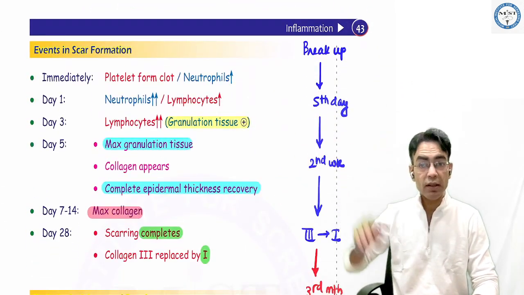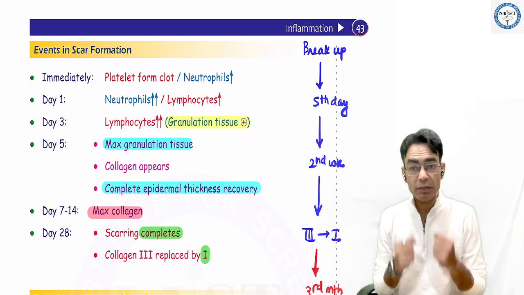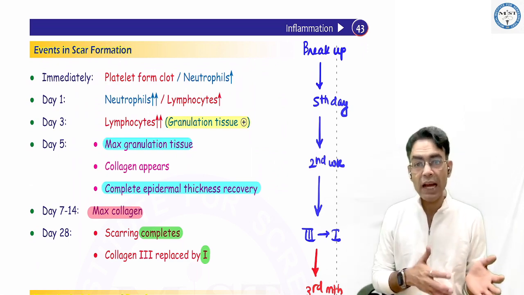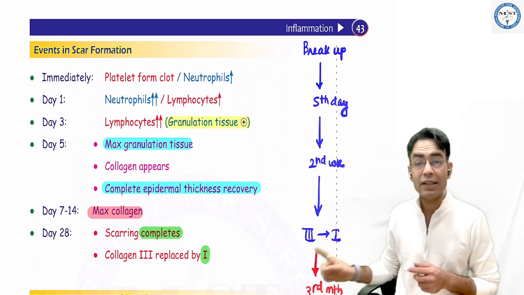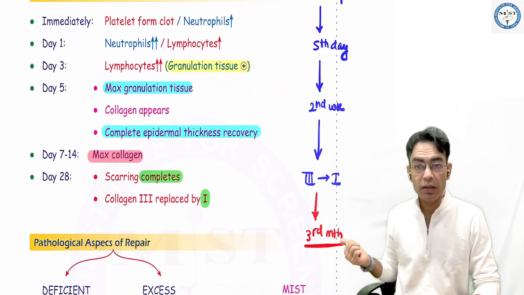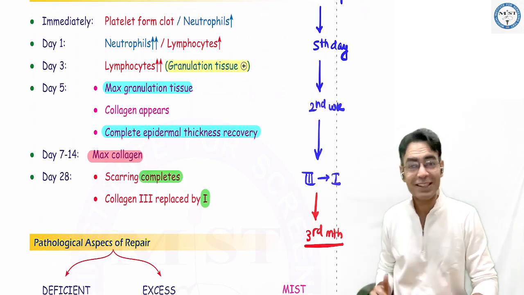Now you just have to learn this: on the fifth day, people will not see it. On the second week, you will get the strength because collagen is going to be there. Scar forms at the 28th day, where collagen 3 is replaced by 1. And the maximum wound strength comes at the end of the third month. I hope you remember that, we discussed that.